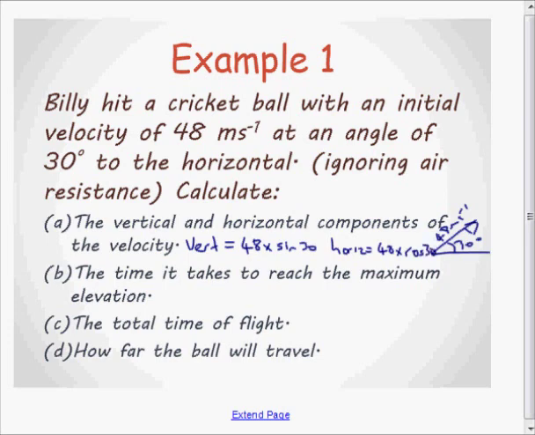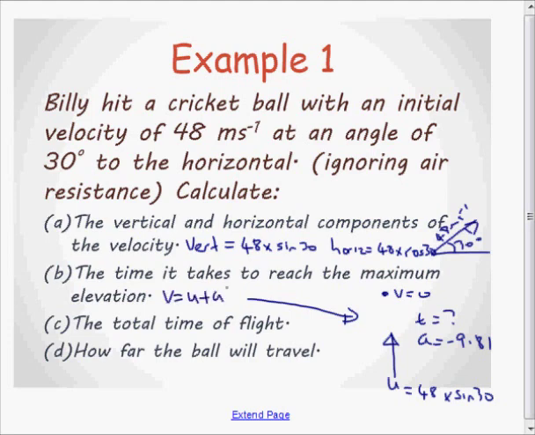Next, the time it takes to reach the maximum elevation. We're going from a certain u value, which is the initial vertical component, 48 times sine 30, and we get to v equals 0 at the top. Acceleration equals negative 9.81, and we're trying to find time. So it's a kinematic equation with v, u, a, and t: v equals u plus at. The total time of flight was 2 times your answer in A.